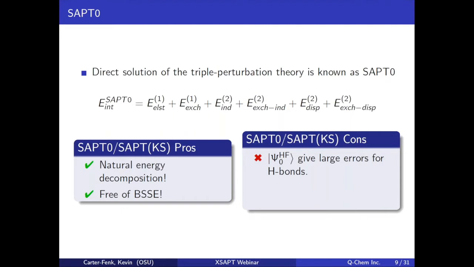One disadvantage is that Hartree-Fock reference wave functions tend to give large errors for hydrogen bonding because the Hartree-Fock reference state does not have the right correlation, and MP2 correlation tends to overestimate the dispersion term for the same reasons that Møller-Plesset perturbation theory tends to overbind dispersively bound systems.